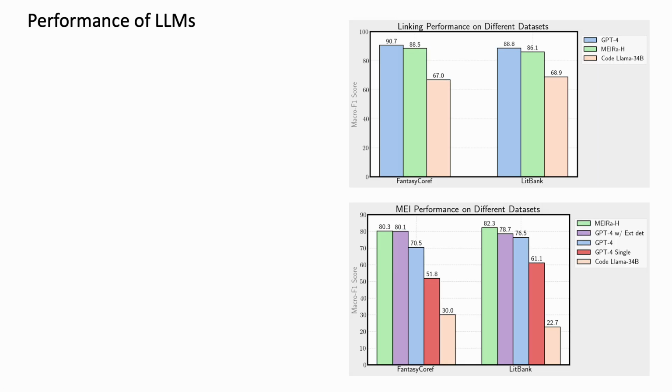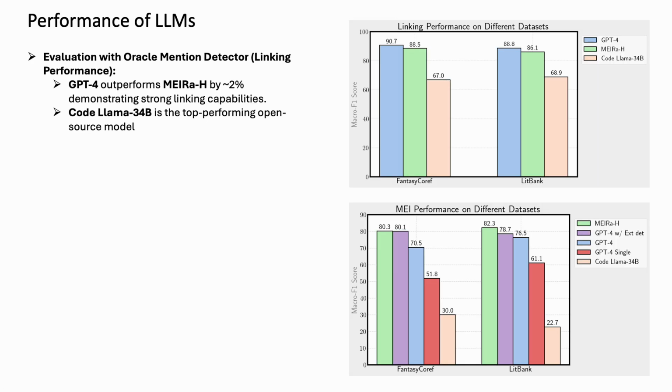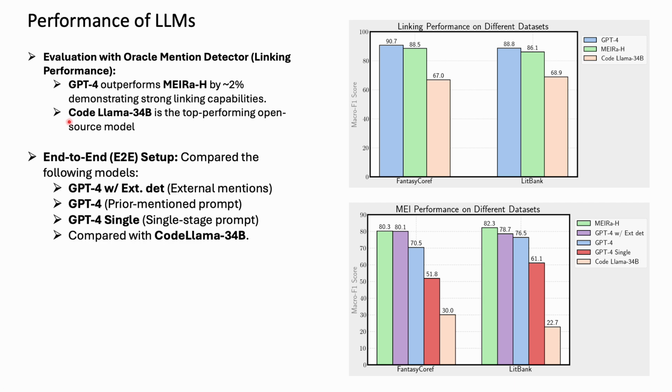Summarizing the LLM performance, we note that while evaluating the linking performance, GPT-4 outperforms MIRA H by around 2%, and CodeLlama is the top performing open source model. In the end-to-end setup, we compare the following versions of models: GPT-4 with an external mention detector, GPT-4 with the previously mentioned 2-stage prompt, GPT-4 single with a single stage prompt, and CodeLlama with the 2-stage prompt.